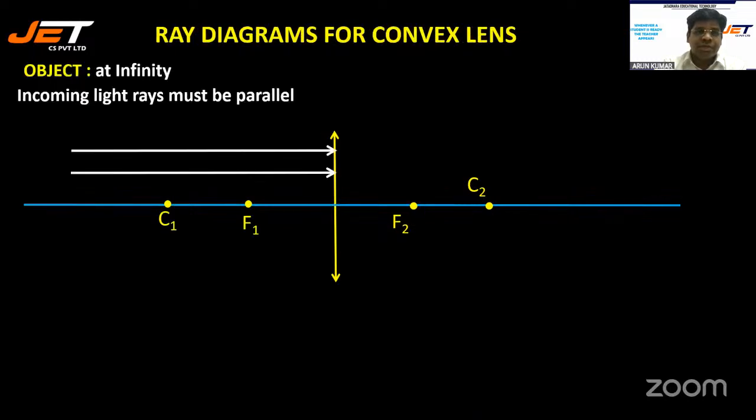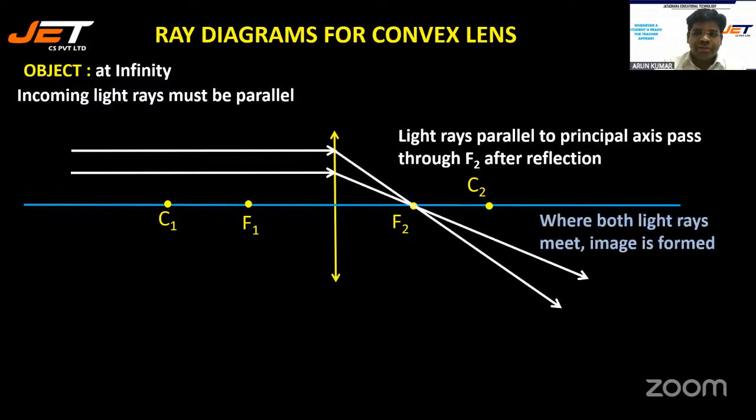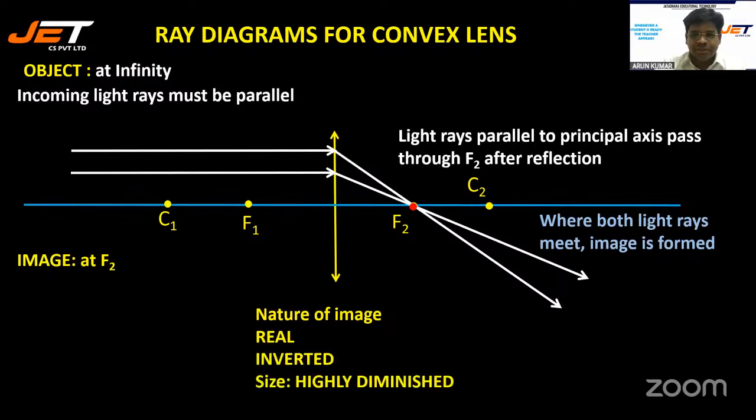So I've got rays from infinity. Object is at infinity. When the object is at infinity, incoming rays must be parallel, and they will pass through principal focus F2 like this. So image is at F2. Nature of the image, characteristics of the image are real, inverted, and highly diminished. No, it's a point size image, almost a point size.